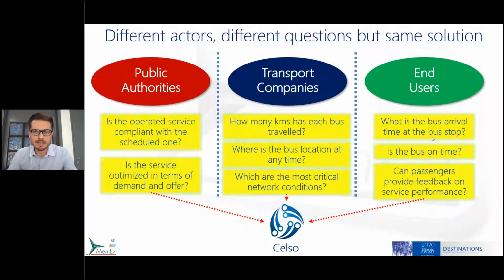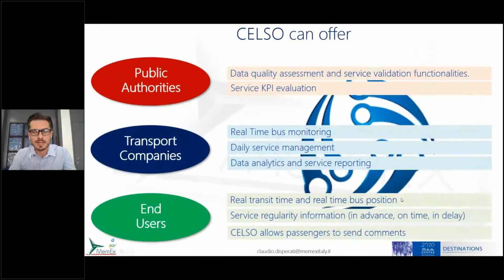In this case, we think that a possible solution to solve his problem could be CELSO. CELSO, in fact, presents several functions that could support all the actors mentioned before. As an example, for the public authorities, CELSO allows them to carry out the data quality assessment activity and the service validation one. And on the basis of the outcomes of this analysis, the public authorities have the possibility to estimate the service performance indicator and to evaluate the service offered.